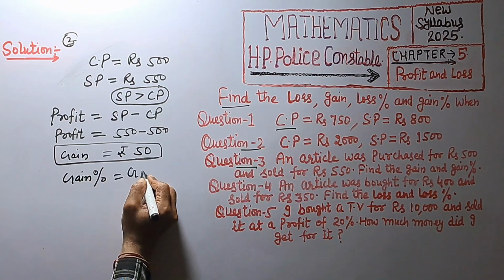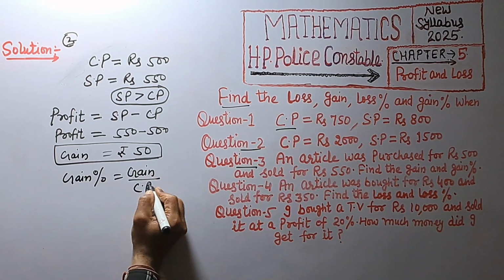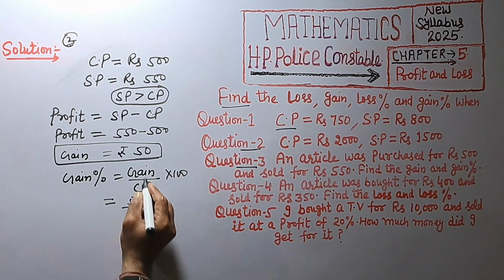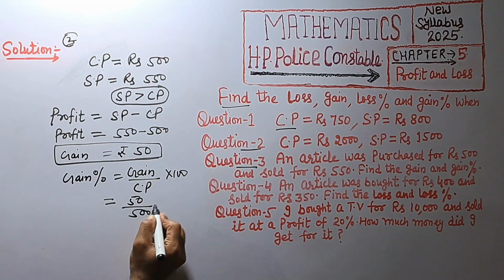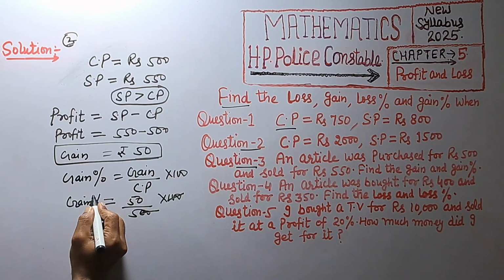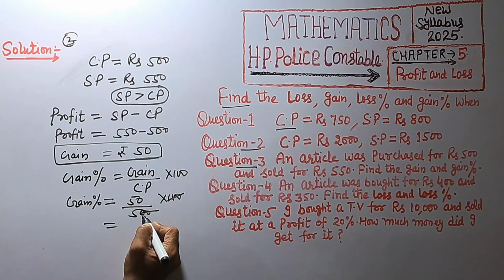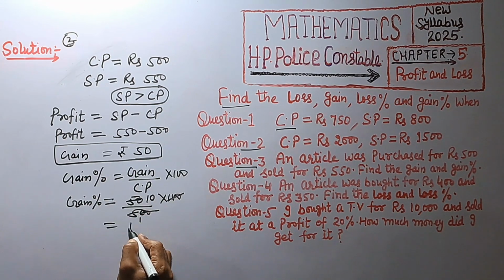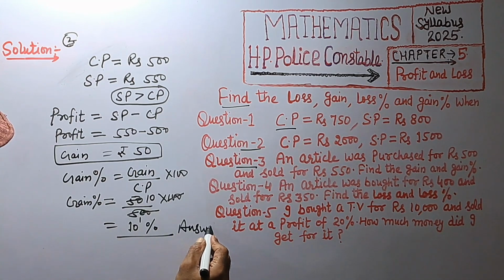Gain percent equal to gain upon CP into 100. That is equal to rupees 50 upon cost price rupees 500 multiplied by 100. 0 is cancelled. 5 1s are 5, 5 10s are 50. Then gain percent is equal to 10, 10% gain. Answer.